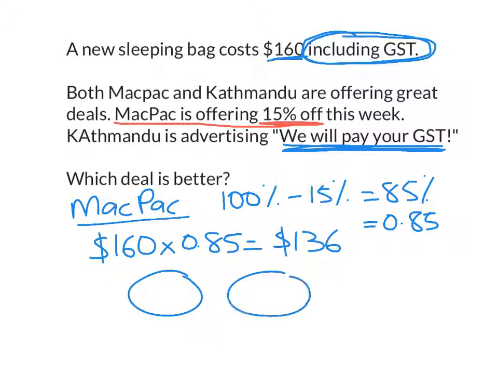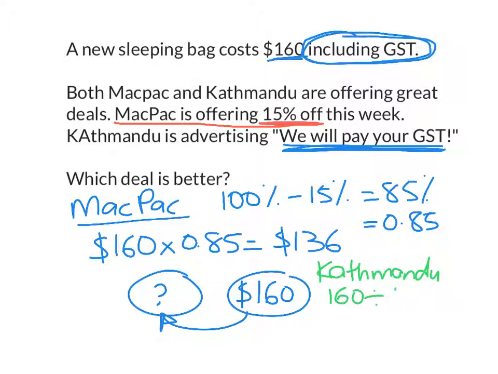Now Kathmandu is removing the GST. So again, if we've got our bubbles, this is the usual price of 160. We want to know what's the price before GST. So it's going to be 160 divided by 1.15. So I need a new label. Kathmandu. It's going to be 160 divided by 1.15 to remove GST, and that's $139.13.